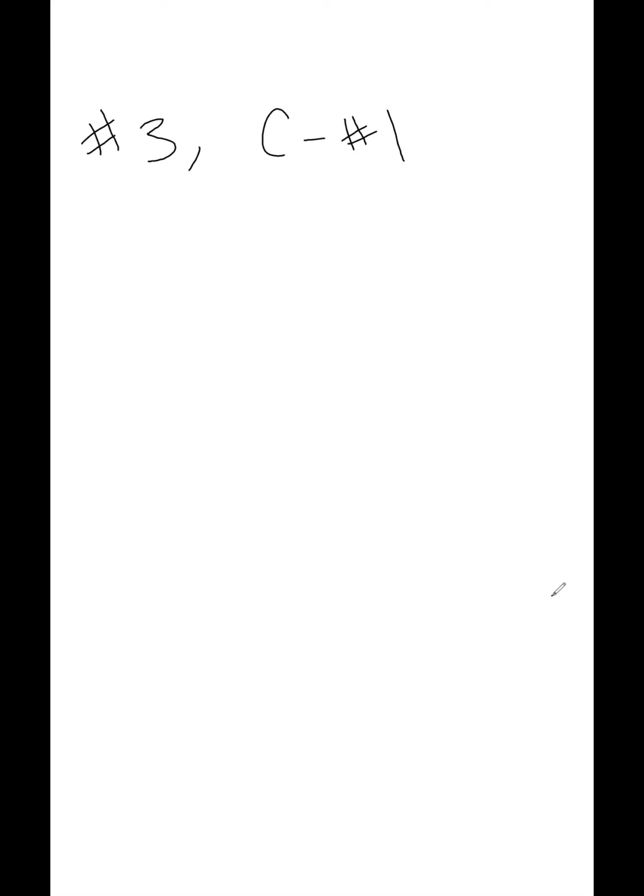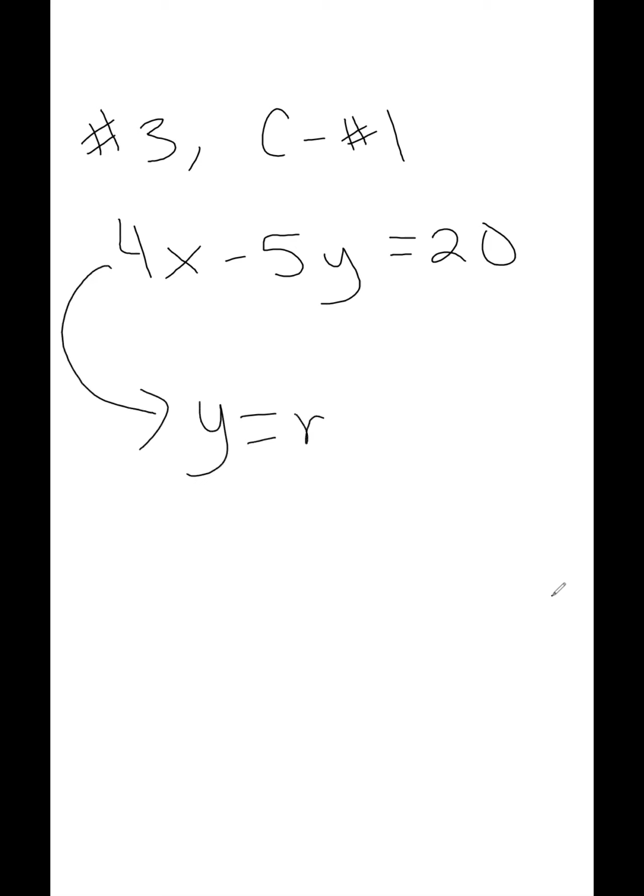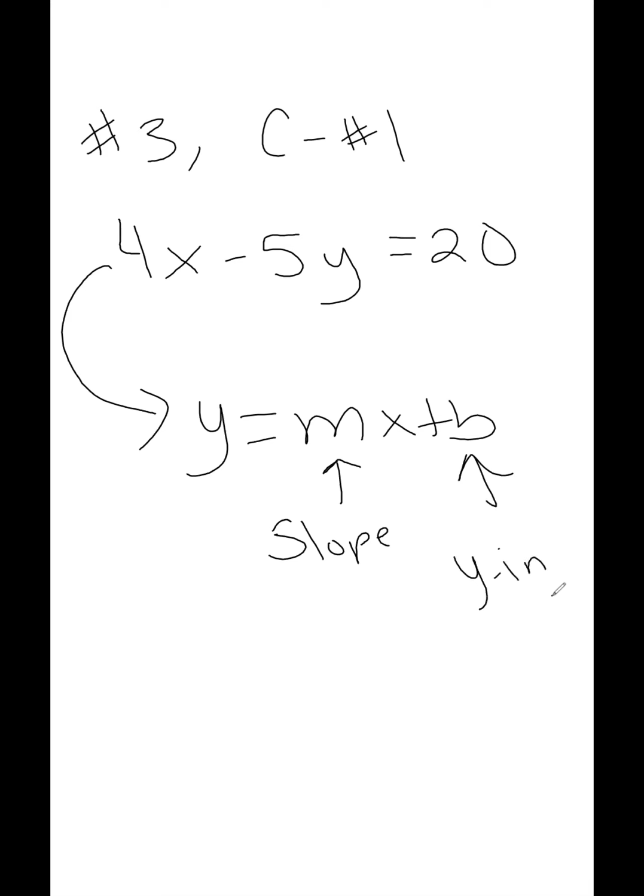What that means is, if you have a problem that looks like this, that is called standard form. What I want to do is turn this problem into y equals mx plus b, slope-intercept form. It's called slope-intercept form because this number is your slope, m, and this is your y-intercept.